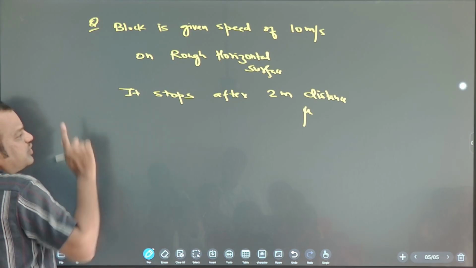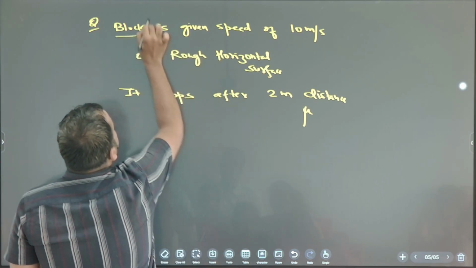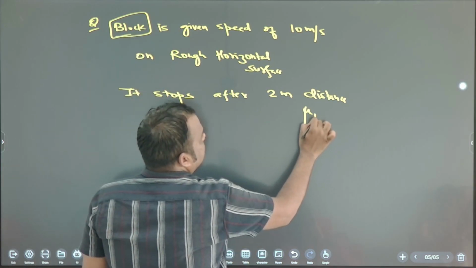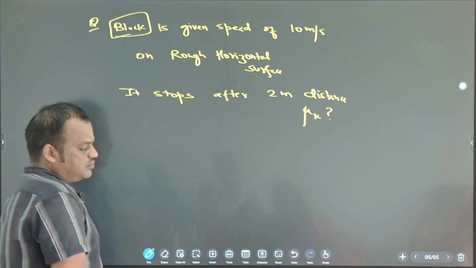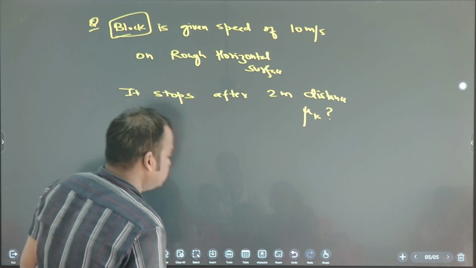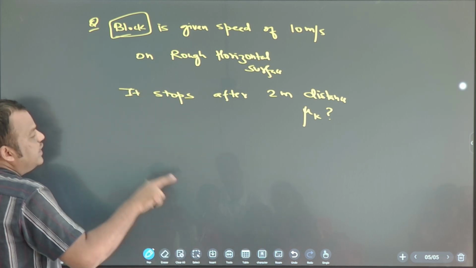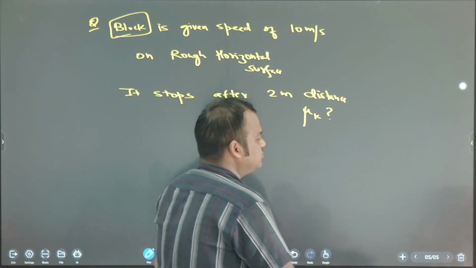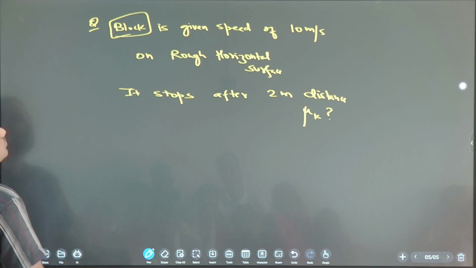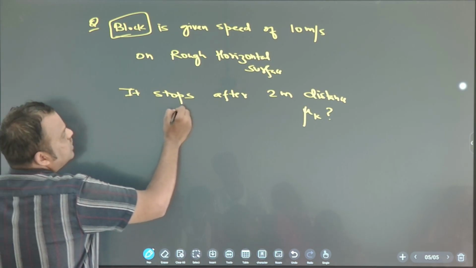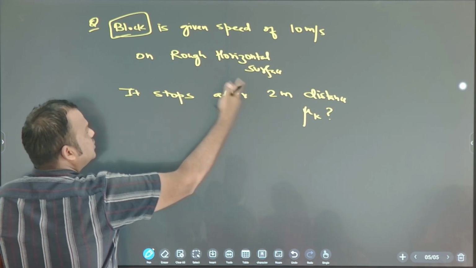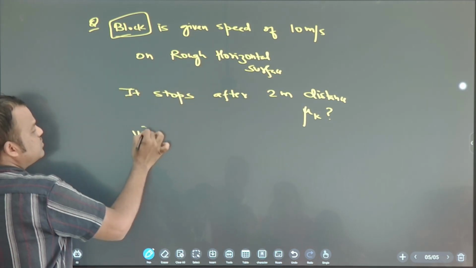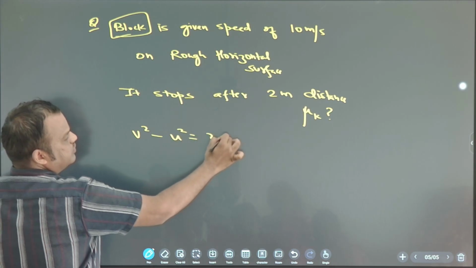Now it is kinetic friction because it is a block. So you have to calculate mu k. Sliding means kinetic friction. Running, when you are running, it is static friction. So how will you solve this? Same formula you will use: v square minus u square is equal to 2as.